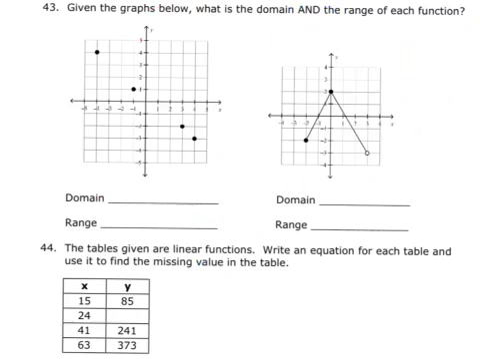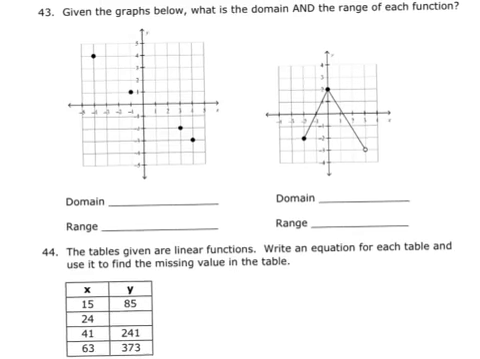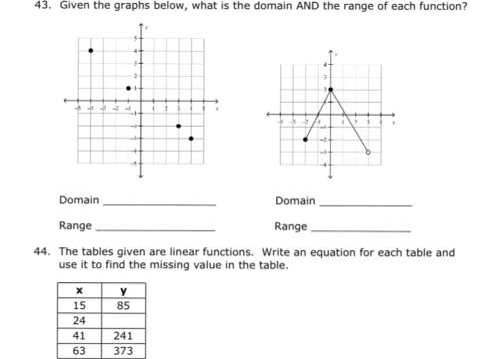Okay, given the graphs below, what is the domain and range of each function? Okay, so we are going to look for the x and y values. So domain is x, range is y. So for the domain, we need to identify the x values. So we're only looking at these numbers on the x-axis. So this point is located when the x value is -4. So we're going to write -4, comma, this one is -1, comma, 3, and then 4.